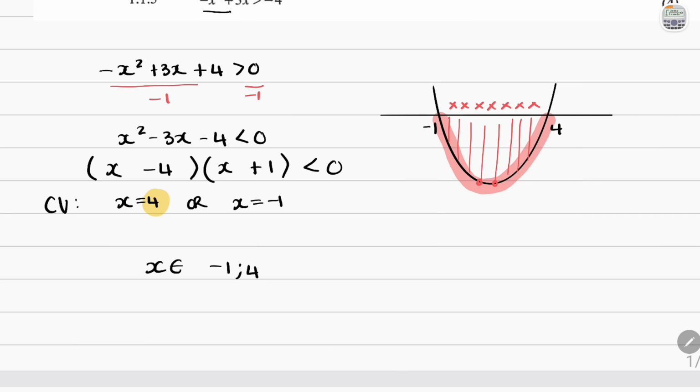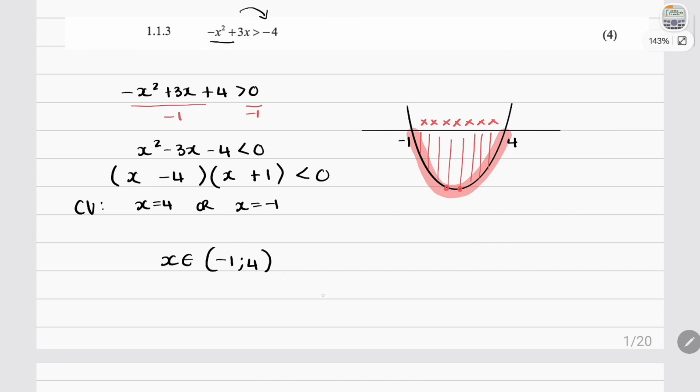So in this case, we cannot put a square bracket here, because the square bracket would indicate that -1 is part of your solution, but it's not. -1 would give you 0 when you put it in here. They don't want any value equal to 0. They only want values less than 0. So we use a round bracket here, and we would also use a round bracket by 4 for the same reason. So that is one way to write your answer.